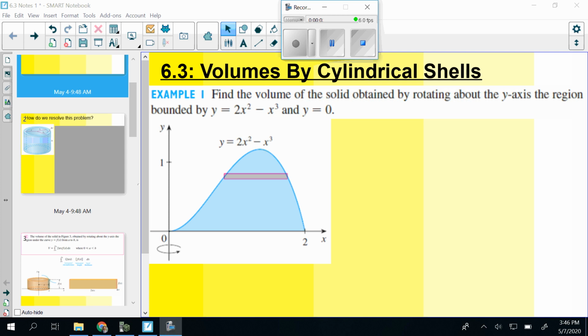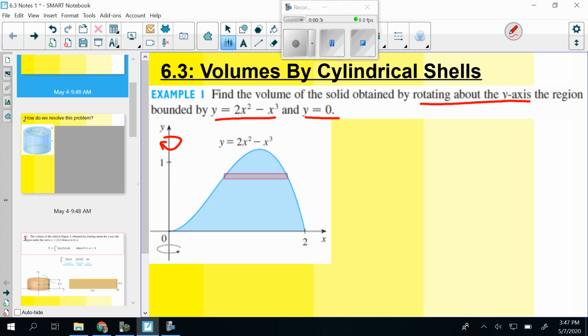Today we're going to look at another way of finding volume with calculus called the cylindrical shells method. In this first example, we're going to try to find this volume by taking this area right here bounded by this function and this function. You can see y equals 0 is the x-axis. And we're going to rotate it around the y-axis over here in order to get a 3D shape and find that volume.